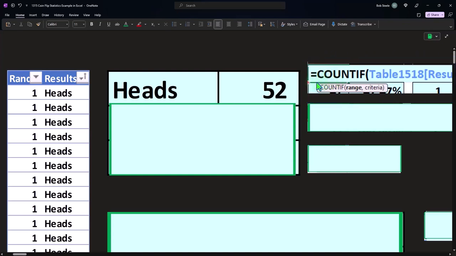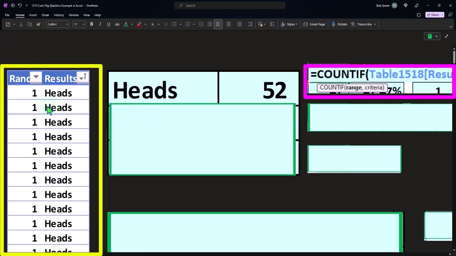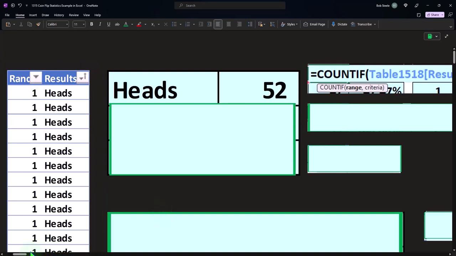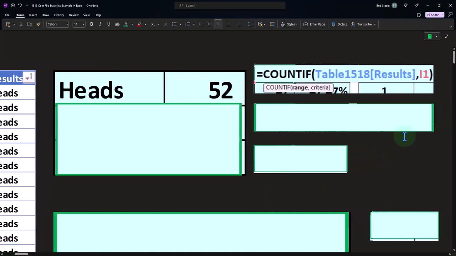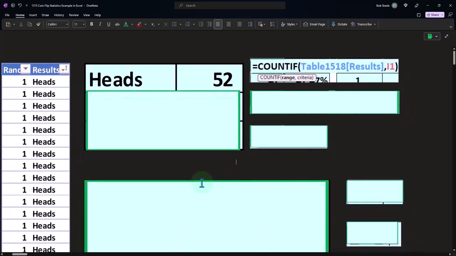So this is equals COUNTIF. It's taking this data. We can take either one, but if we take the numerical data, we're going to say count if there's a one. And if we take the text data, we can say count if you see heads. Count if you see heads, then pull that. And we came out to 52.